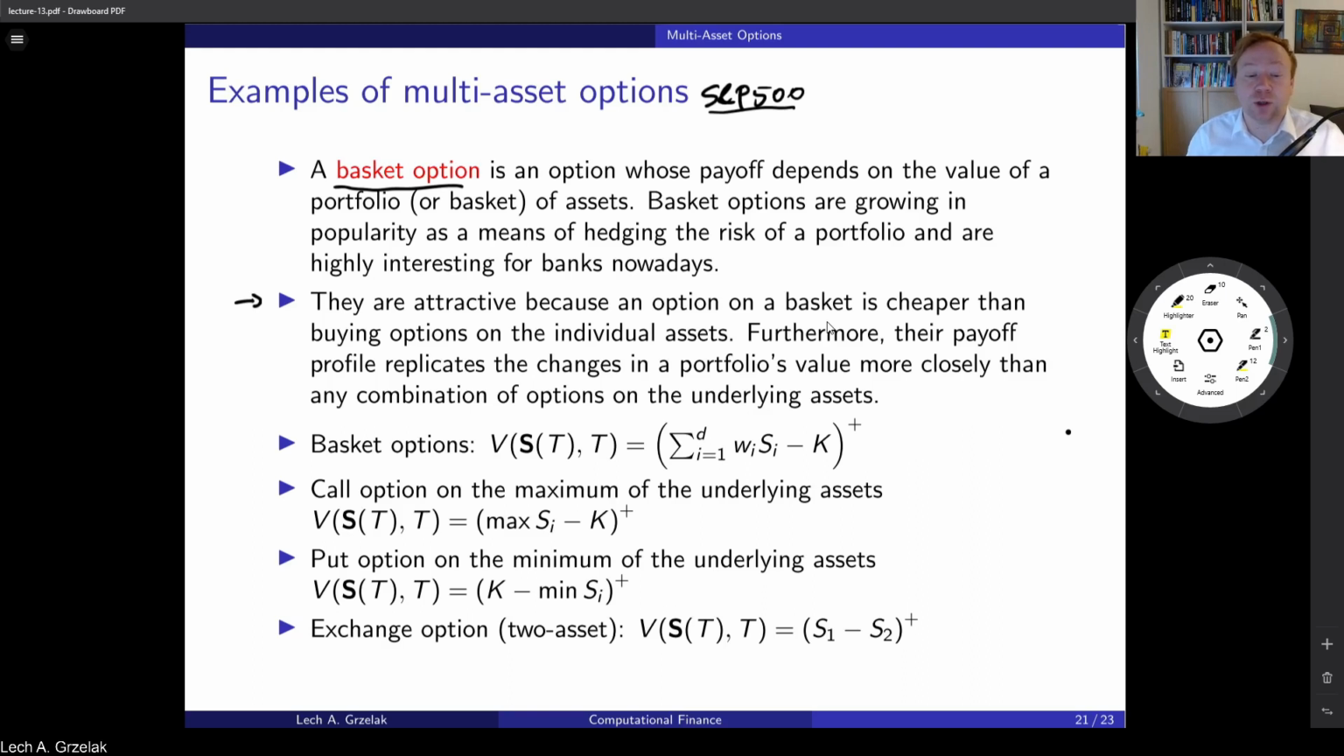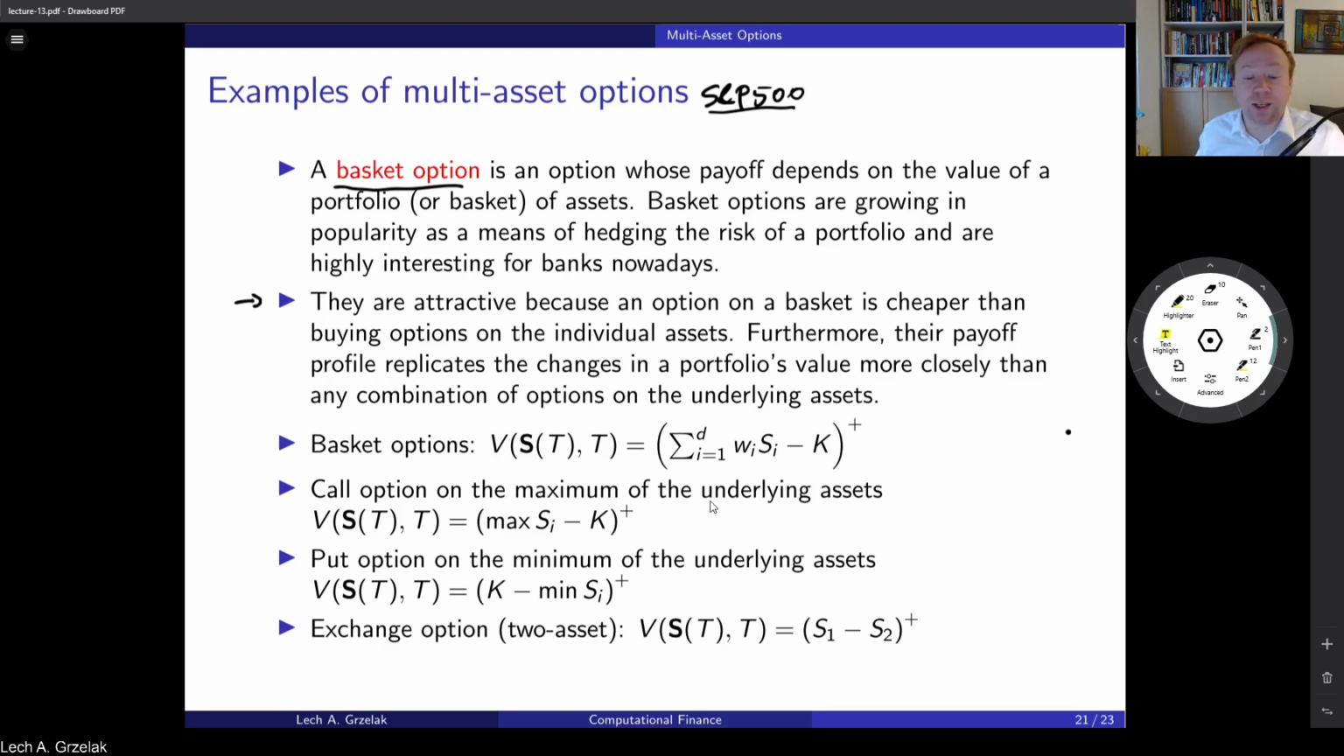Definition: if we talk about the payoff of a basket option, we have a summation of D instruments with some weights. Those weights could be chosen either by you, or you can imply them. Those weights are actually also available on the website of S&P and other indices. And then you have a set of stocks that you would like to include in your basket. And then we have here a call option, so it's minus K, some strike.